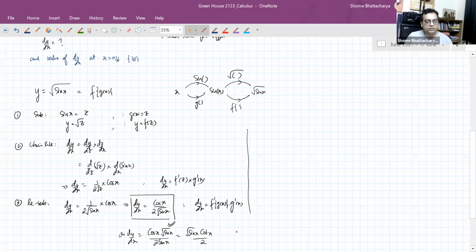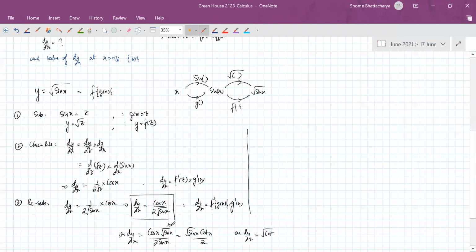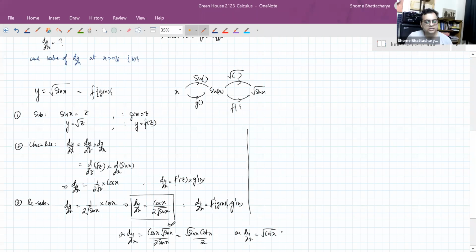Or we can also write dy by dx as square root of sin x upon tan x, or cot x into cos x. This way also we can write.